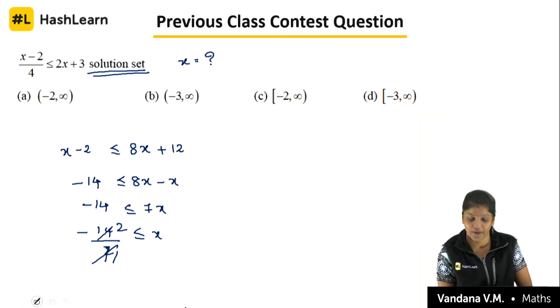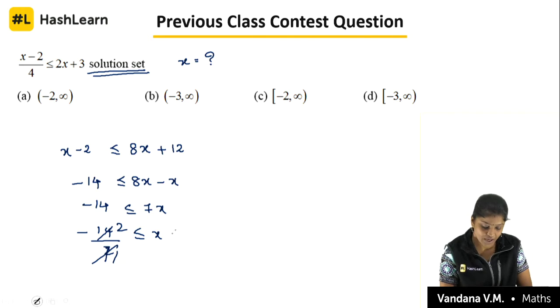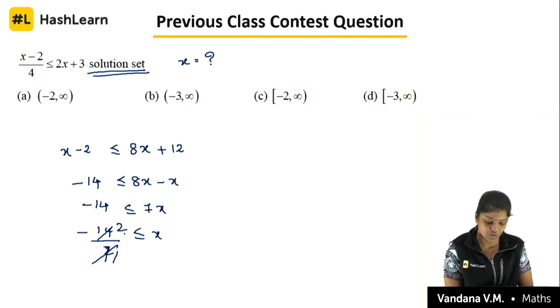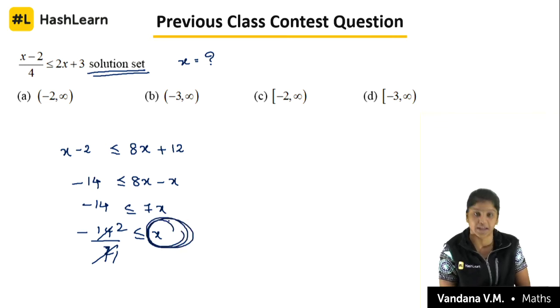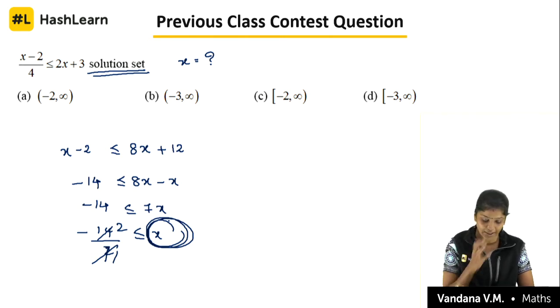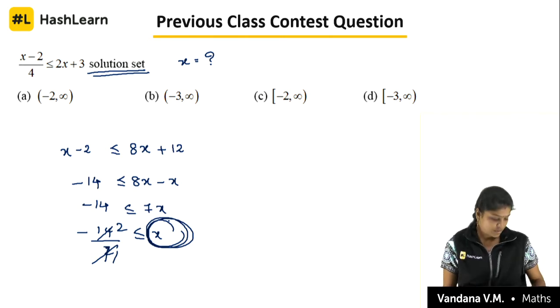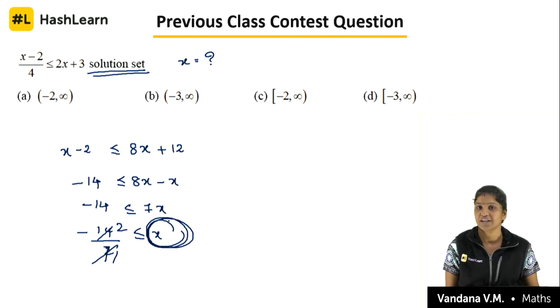So, from where to where the value must be, whatever the value you are taking, it must be less than or equal to minus 2. So, minus 2 should be the greatest value. So, here the x value, whatever you are taking, it is less than or equal to this. Okay, you understood, right? Now, let us go for the contest question.